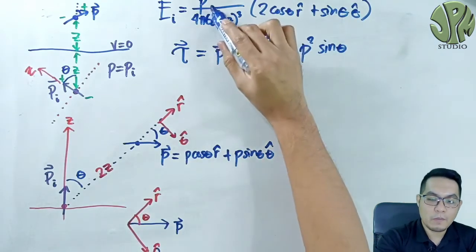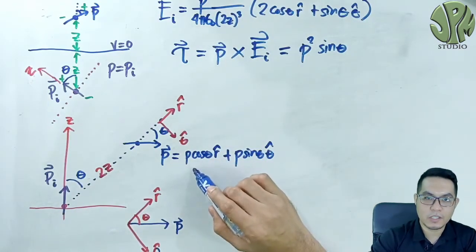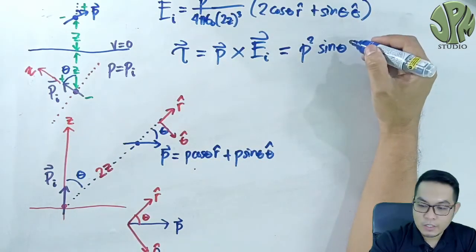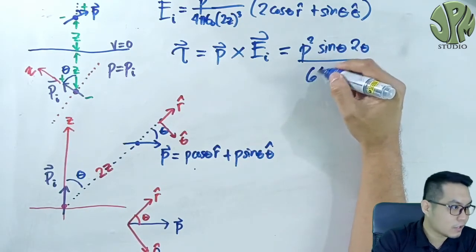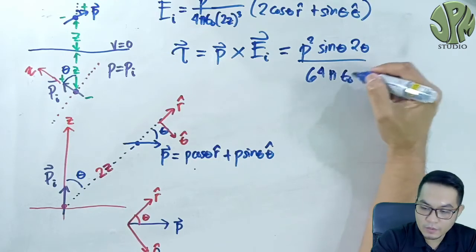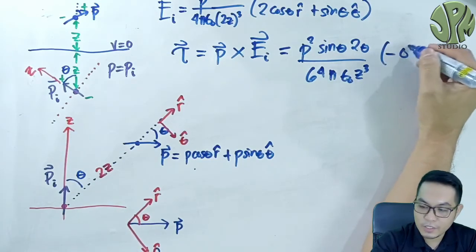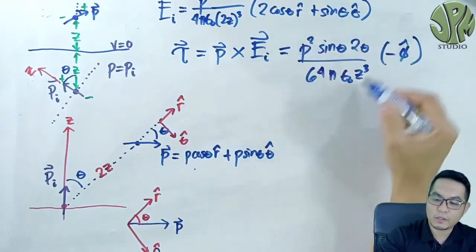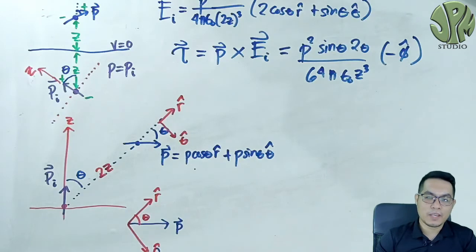So take note, the image dipole has the same magnitude, p, as our original dipole, p. The torque is sine 2 theta over 64 pi epsilon naught g cubed. And the direction of this is negative phi hat. So the magnitude of the torque is this one, and the direction is negative phi hat.